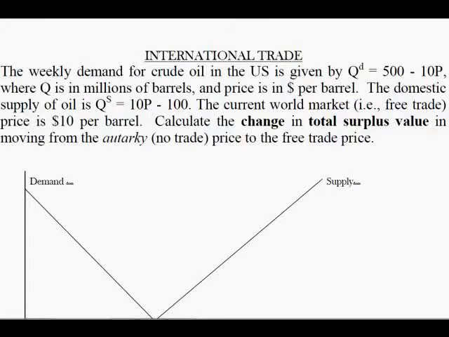The demand for crude oil in the US is given by Q equals 500 minus 10p. The domestic supply is Q equals 10p minus 100. The current world market price is $10. Calculate the change in total surplus value in moving from autarky or no trade to free trade.